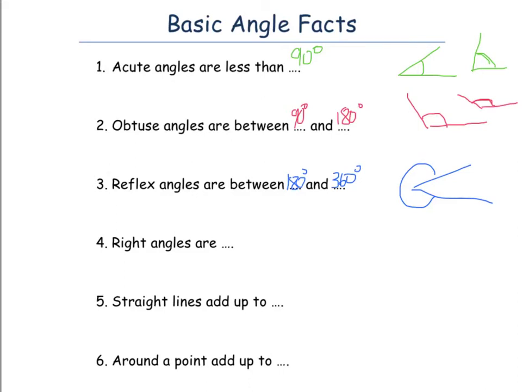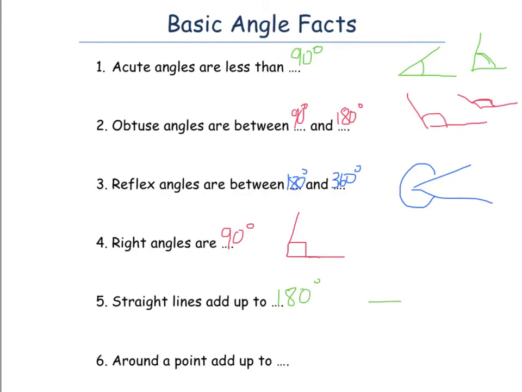A right angle is 90 degrees. So right angles are 90 degrees. And in diagrams, they'll be shown by having a little square in the bottom corner of your angle. You find right angles inside squares on your book in each corner. They're 90 degrees. A straight line adds up to 180 degrees.